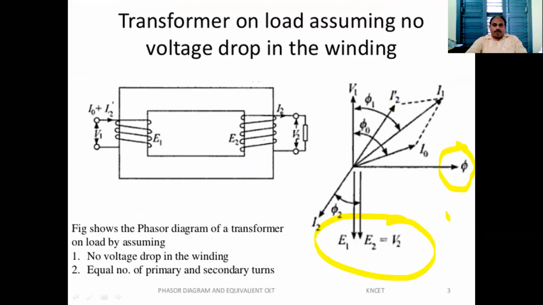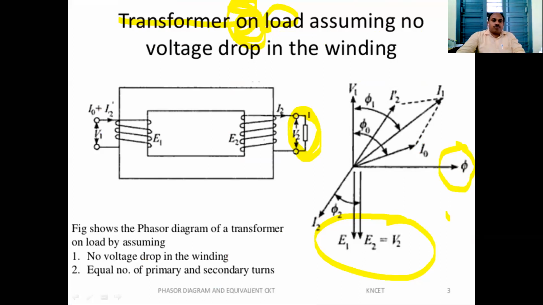So this is the phasor diagram of the transformer on load condition. Remember, on load. Before, we discussed the no load condition; this is about on load. On load means we apply some load on the transformer secondary. That is electrical load, not mechanical load. For a transformer we apply only electrical load.